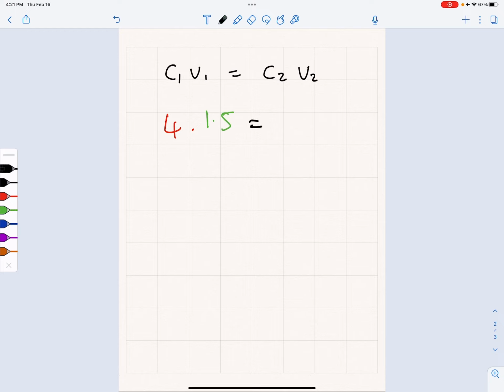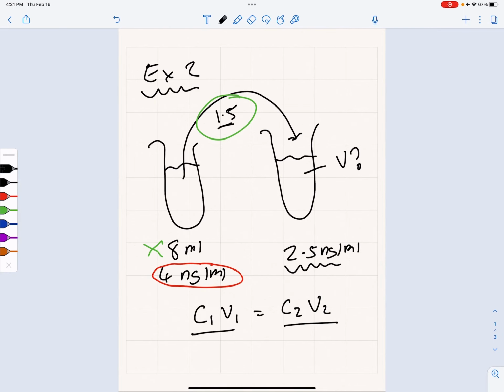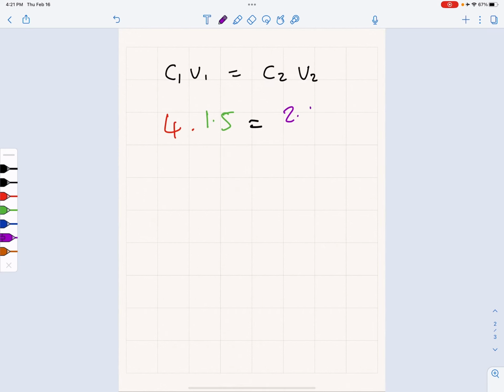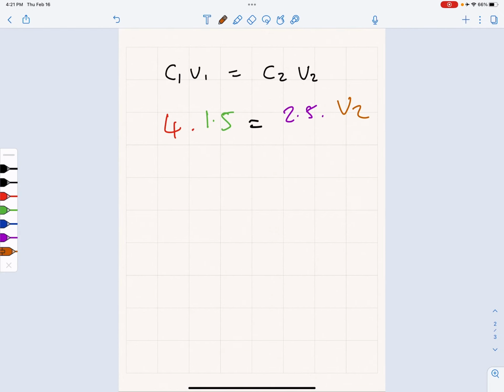Okay, so now what we want to do is look at the other part. So we know what we want C2 to be. C2, we've determined we want the final concentration to be 2.5 nanograms per milliliter. So 2.5. What we don't know is V2. We don't know what this volume is. We know part of V2 is going to consist of 1.5, but we don't know what kind of dilutant we're going to add. So we can rearrange this very easily.